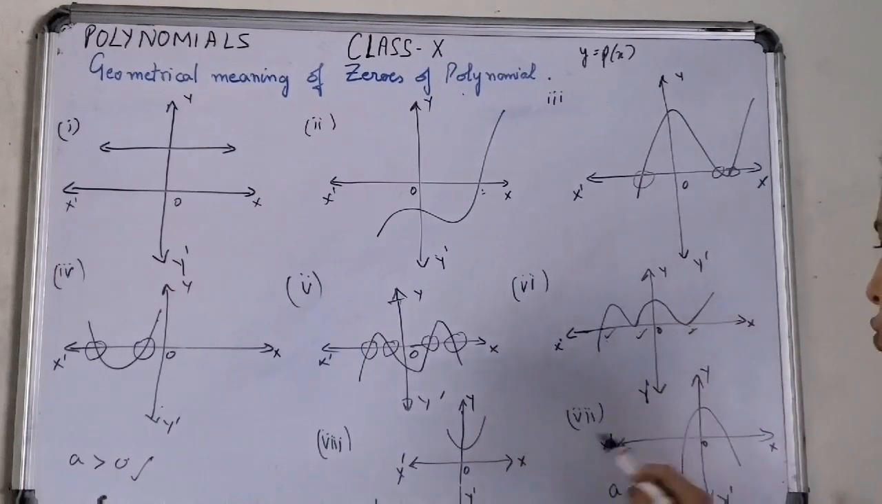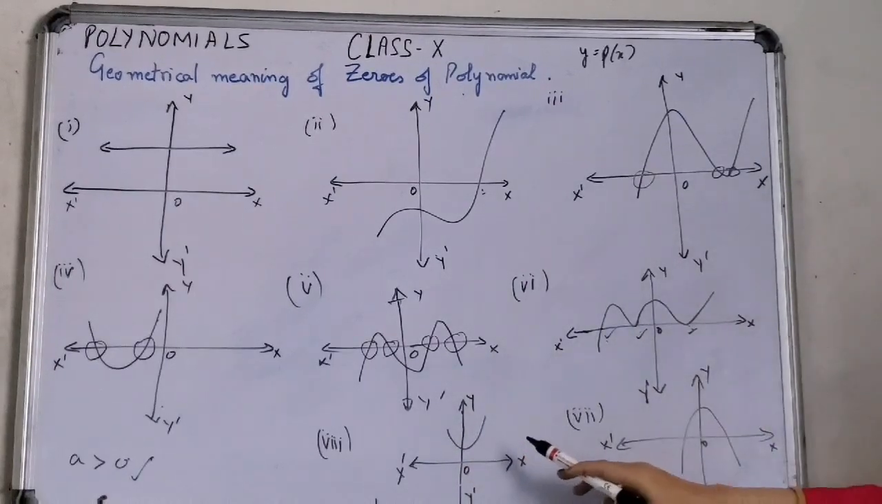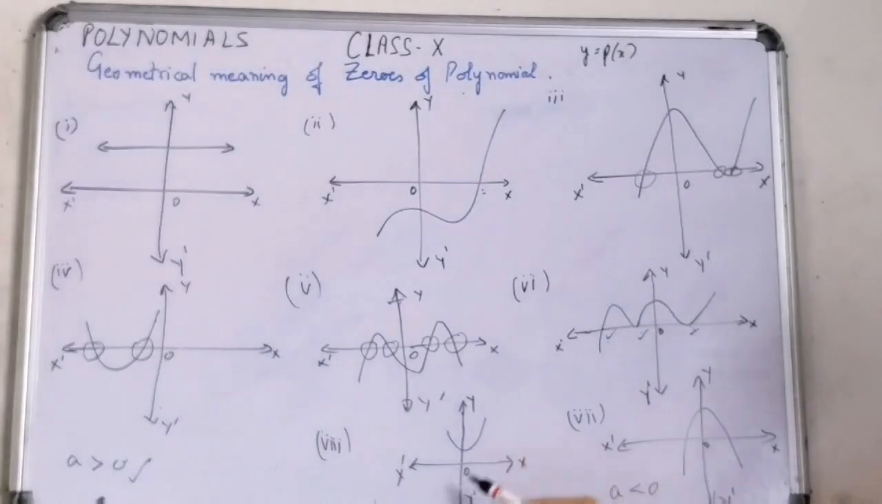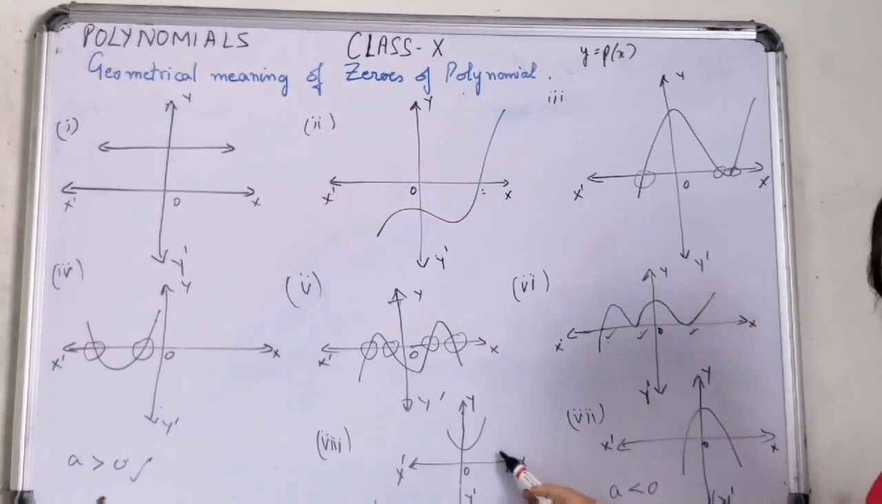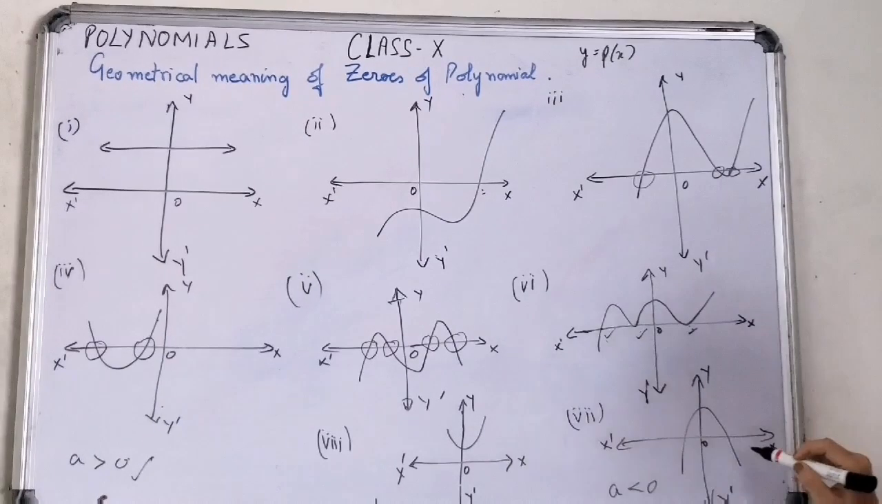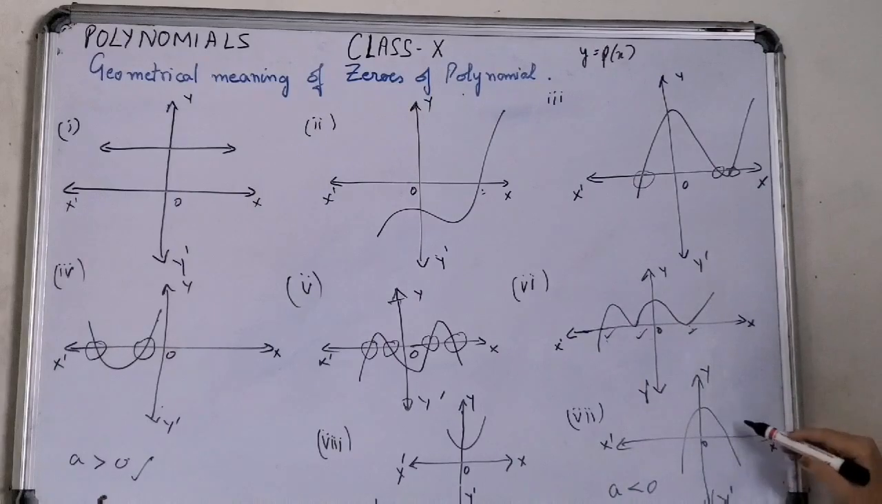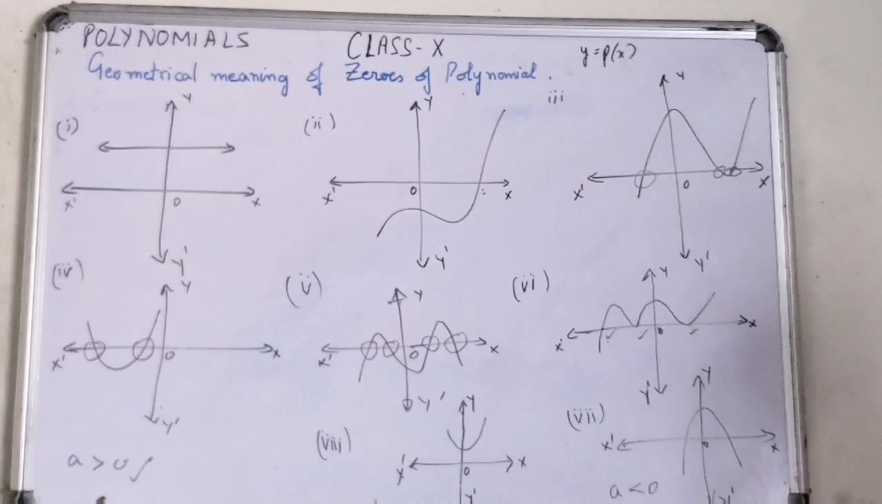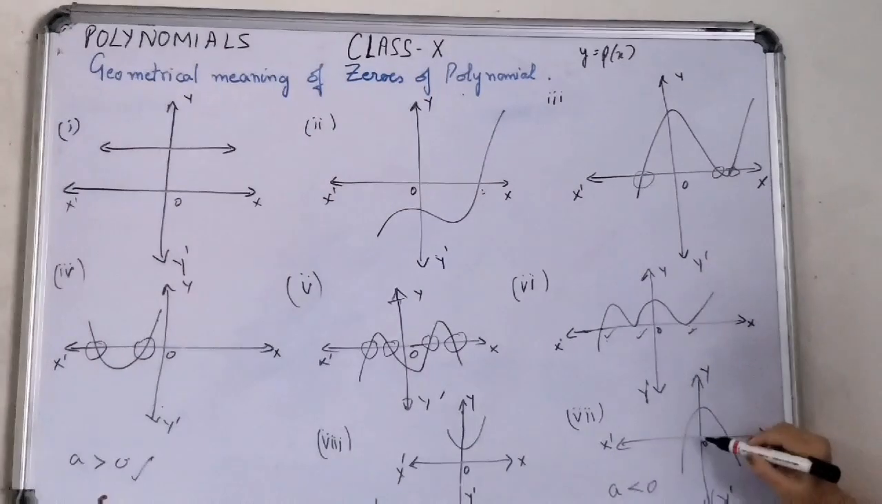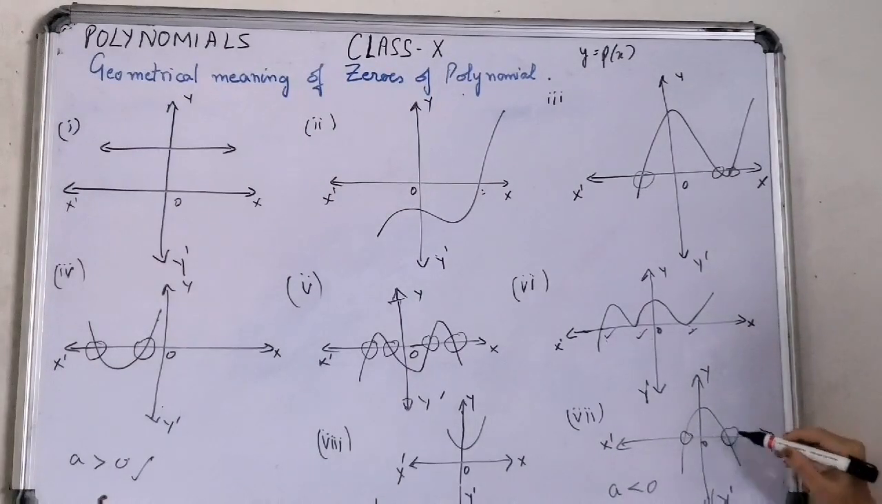These are two extra ones. Here the parabola is facing upwards. It means a is positive, but it's not intersecting the x-axis anywhere. It means no zero is possible. In the last one, we have seen the parabola facing downwards. It means the coefficient of x² was negative, that is, a was negative. But it is intersecting the x-axis at 2 points. It means it has two zeros.